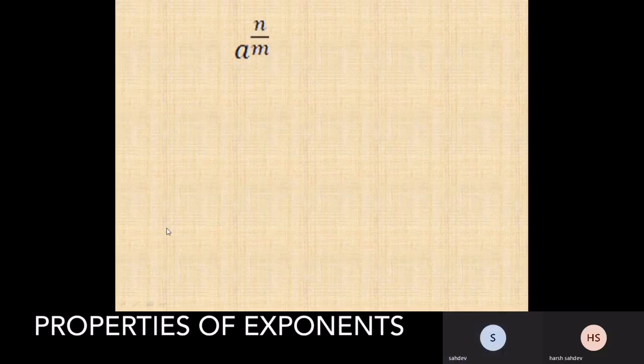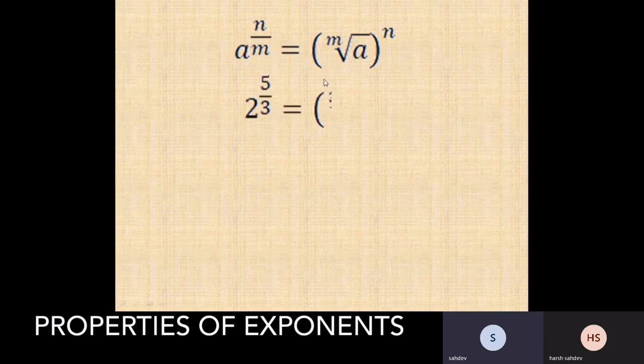Next, some more properties. a^(n/m). Now the powers are in fractional form. If they are fractional, any power n upon m basically makes it an under root form, and the power on the base is n. This can be changed into this form. Let's take an example: 2 raised to the power 5 upon 3. This 3 becomes the cube root of 2, and 5 will be its power.